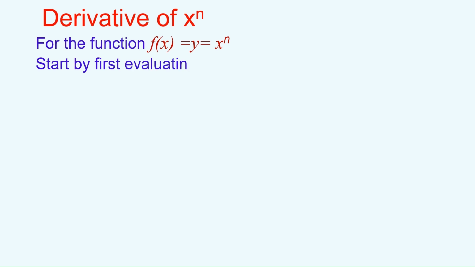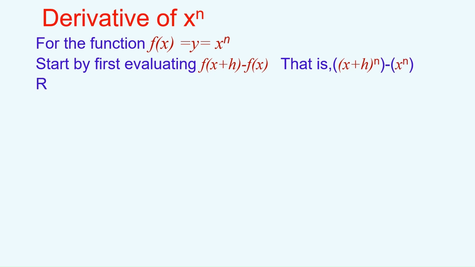Derivative of x to the power of n for the function f(x) = y = x^n. Start by first evaluating f(x+h) - f(x), that is, (x+h)^n - x^n.